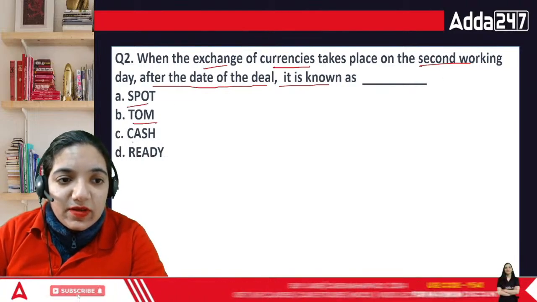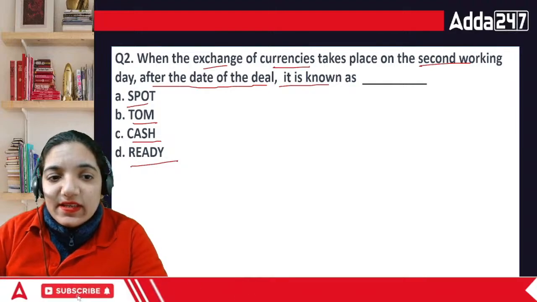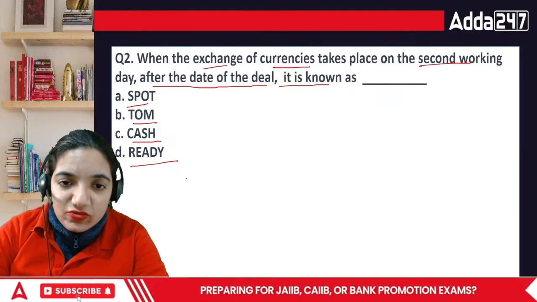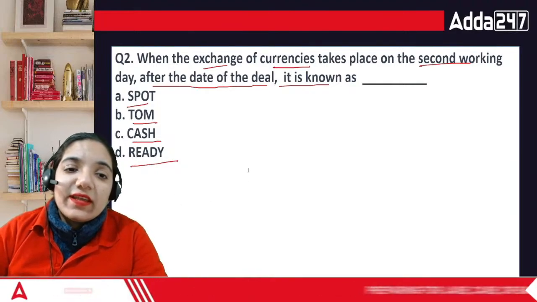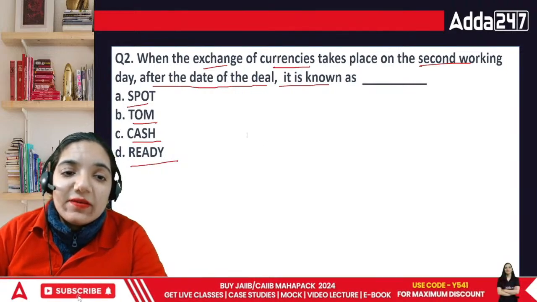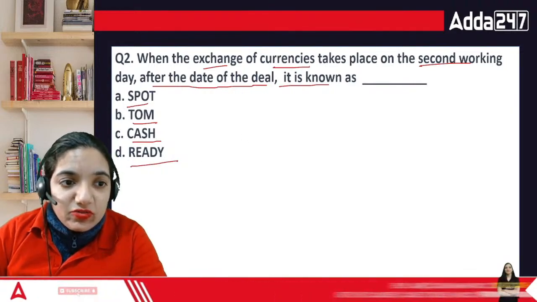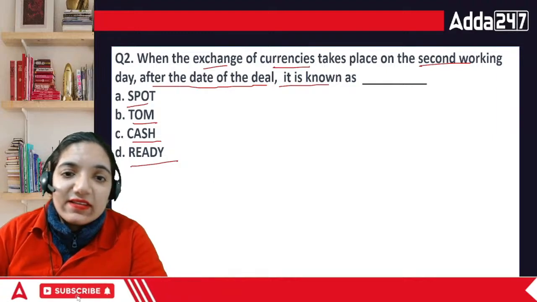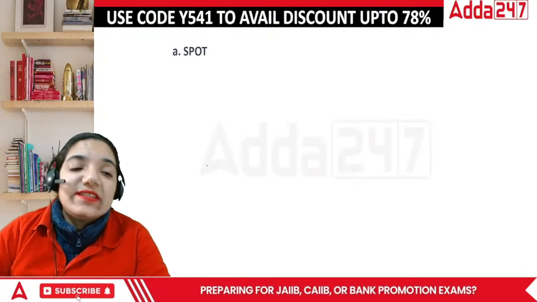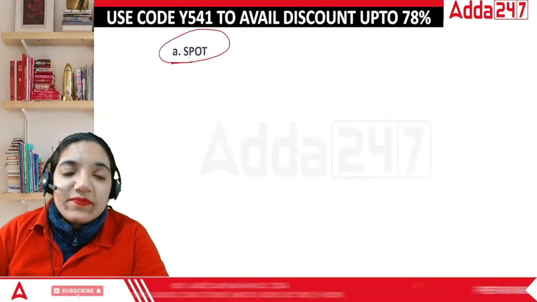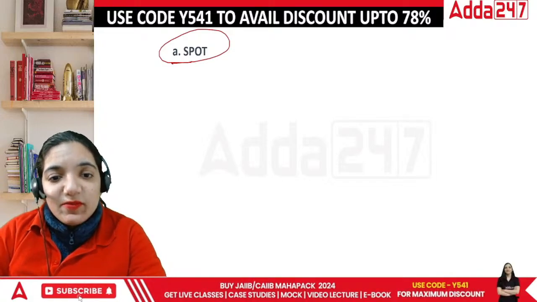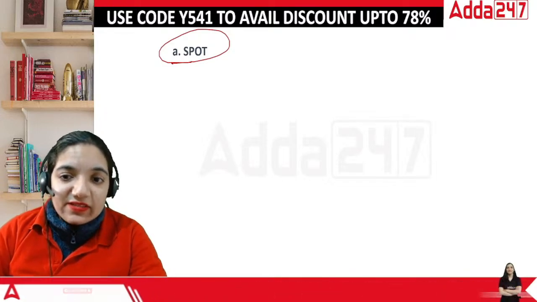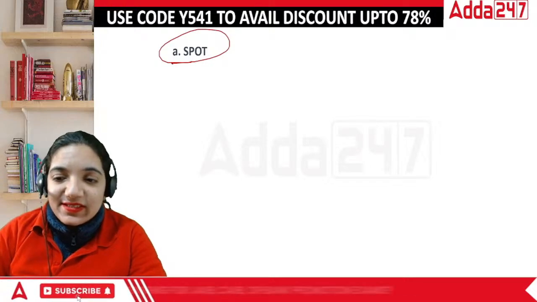Spot, Tom, cash, ready. See, the transactions which are related to current situation, but it can be delivered in maximum 2 working days, then the answer is T plus 2 is spot. Okay? The delivery can be made within the next 2 working days. That is why it is called T plus 2.